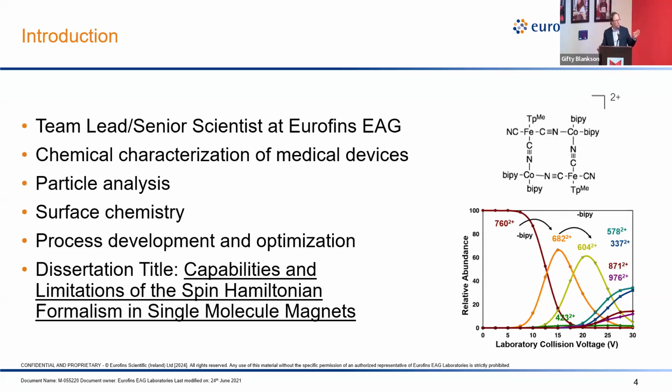So on the right, you'll see a chemical structure, not a quiz. And on the bottom, you'll see a plot of relative abundance versus collision voltage. And so this is the only point of contact between my graduate work and what I do now.